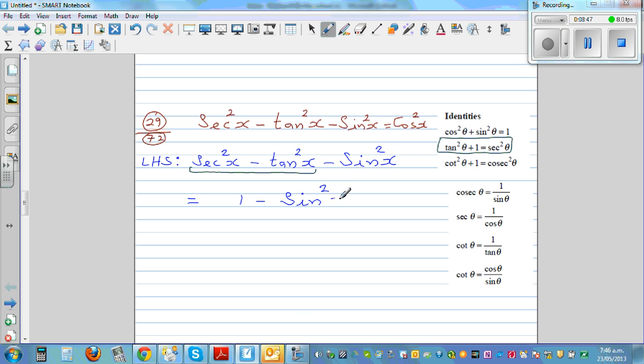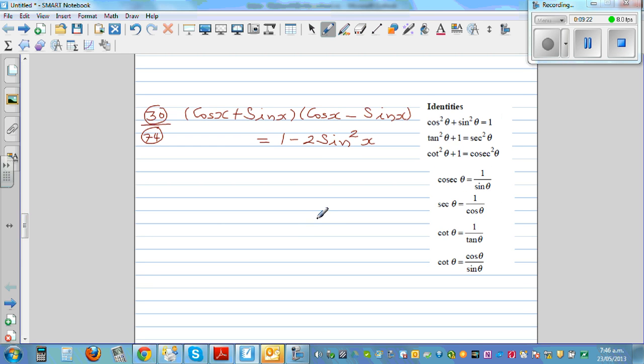Now, what is 1 minus sine squared x? You have to look at a different identity. In this identity, if you make cos squared the subject, can you see cos squared is 1 minus sine squared? So that's your answer. This is equal to cos squared x, which is equal to the right hand side. It's so simple at times if you can identify the identities.